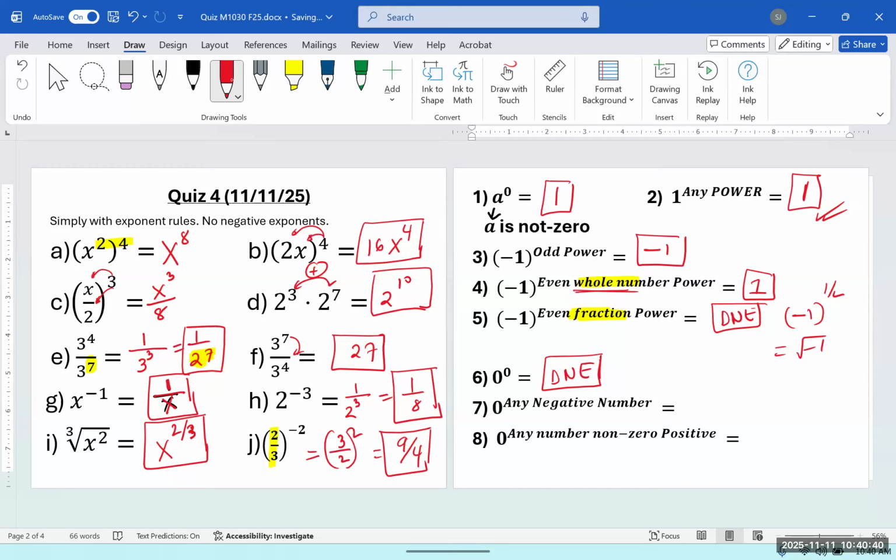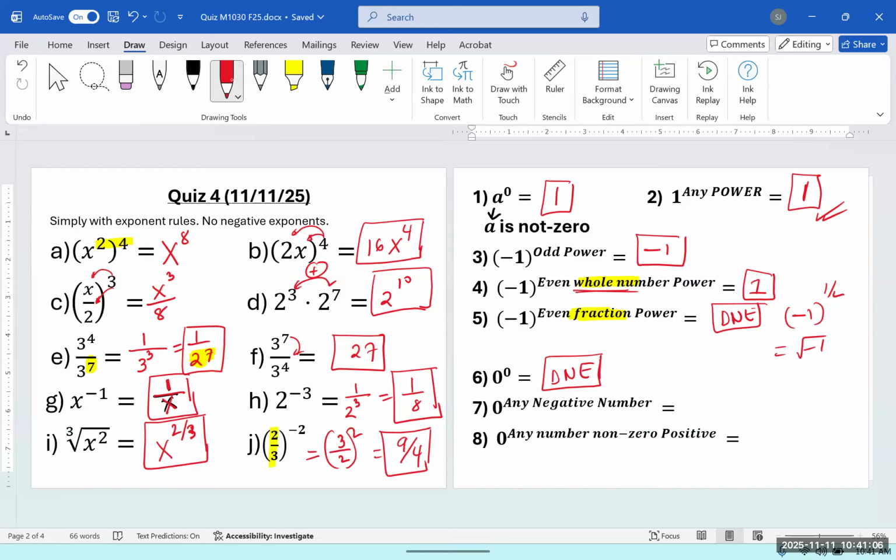Exactly. So that's why, even though it's even, it has 2 parts. One is a whole number, one is a fraction. The whole number gives us a result. The fraction is imaginary. It's not real. But for odd, it doesn't matter. You can have an odd fraction, odd whole number, odd decimal, odd anything. The answer is always negative 1.